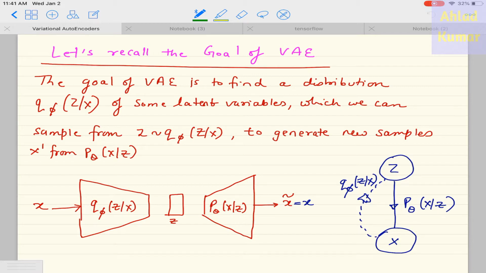In this lecture, we will be going into the mathematical details of the variational autoencoder and we will derive the loss function corresponding to the variational autoencoder. So before starting that, let's recall the goal of our variational autoencoder.